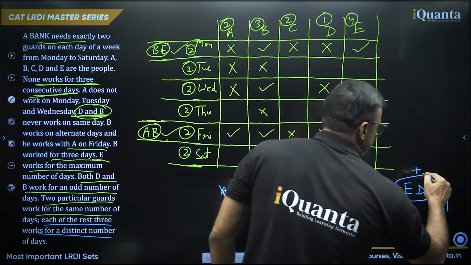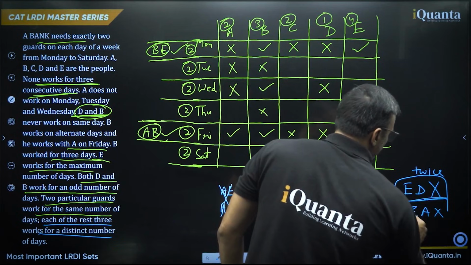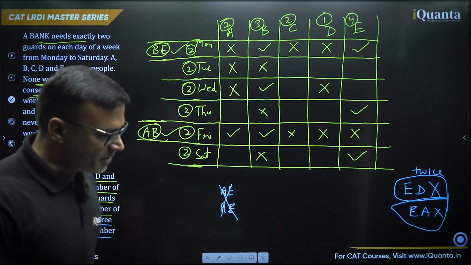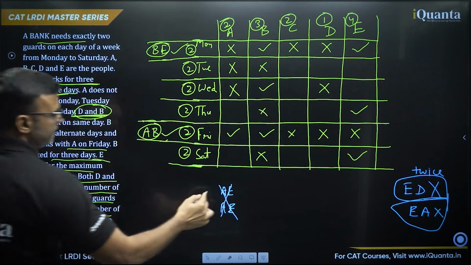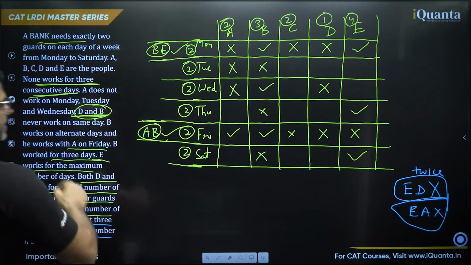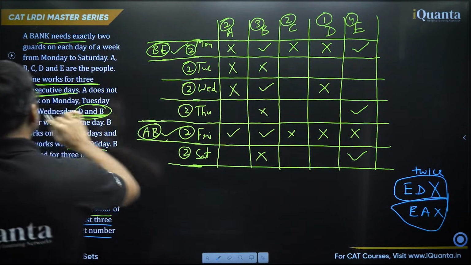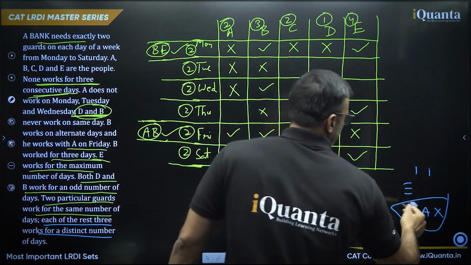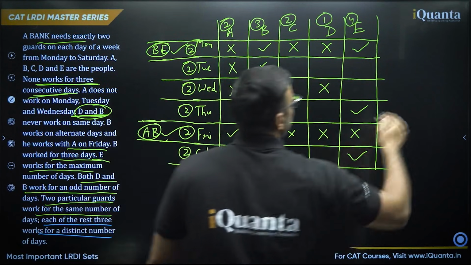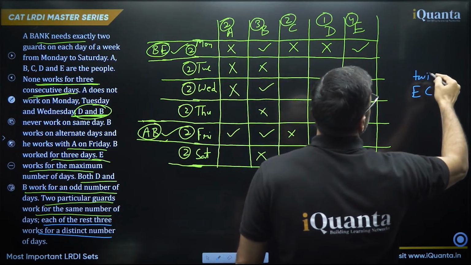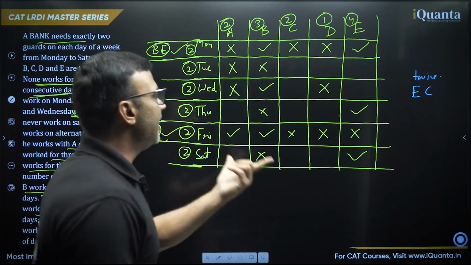So ED twice is not possible. EA twice is also not possible. Okay. So it will be either EB or EC. What if I take EC twice? Now this is a tricky one. So what I'll do is I'll remove this. So it will be either EB or EC. Let's check EC twice. Is that possible? If E and C work together twice, on which all days is it possible?